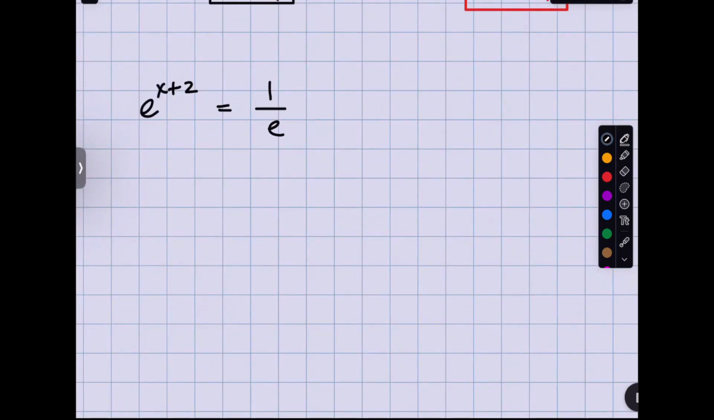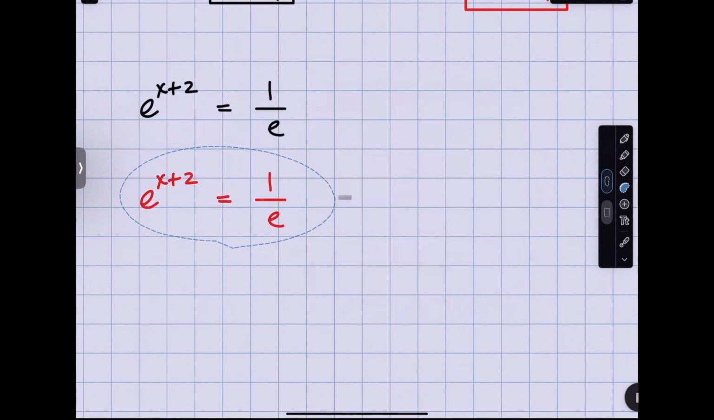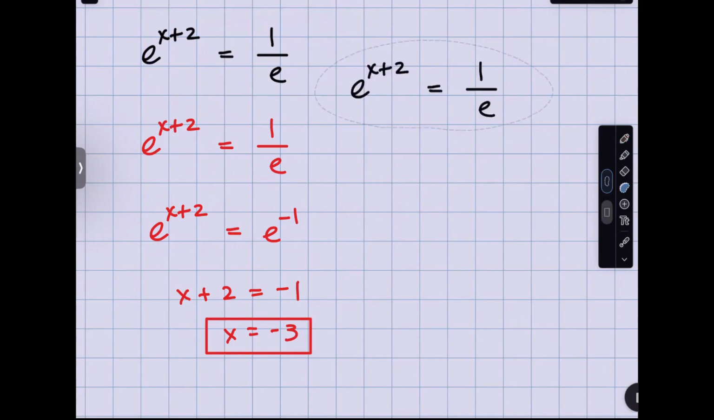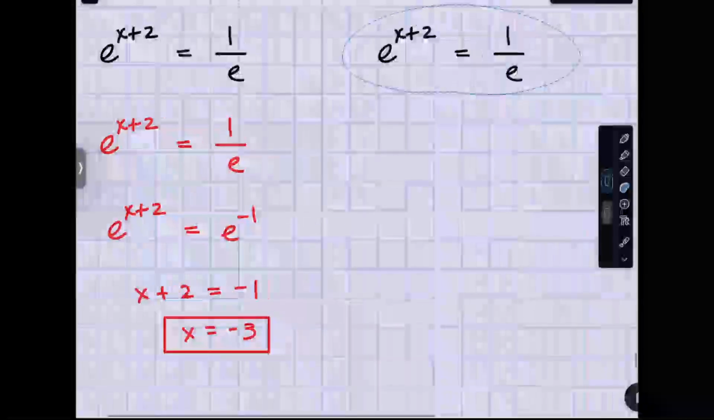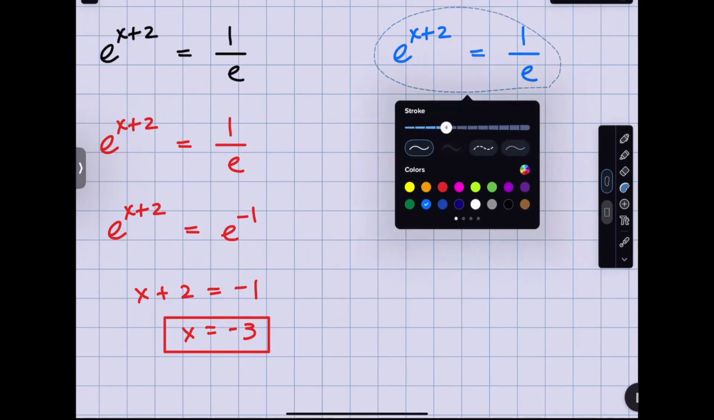So, ready for the different ways? One way is this. Get in the same base. Another way.